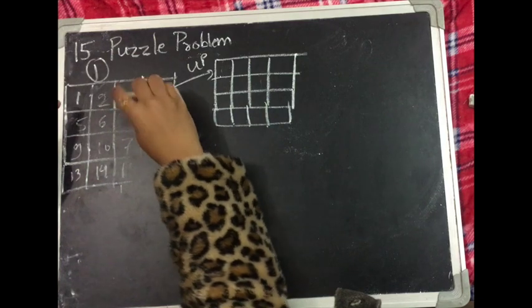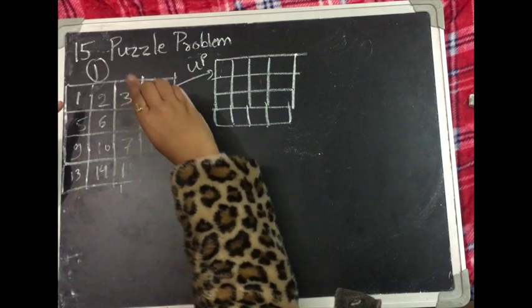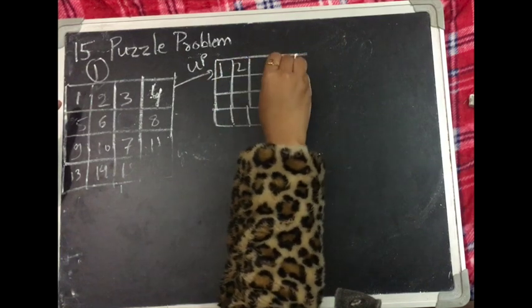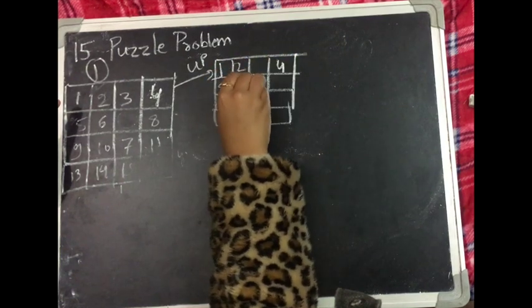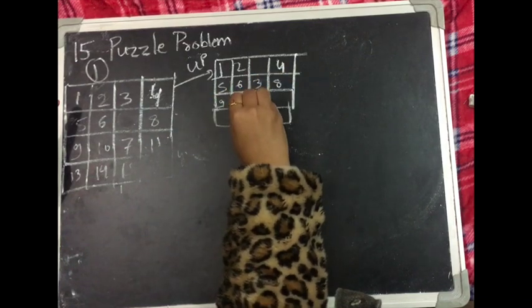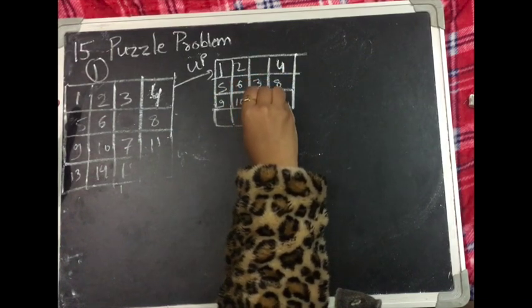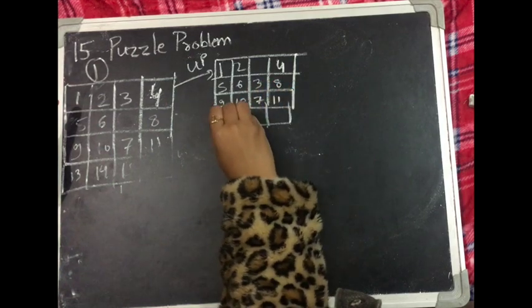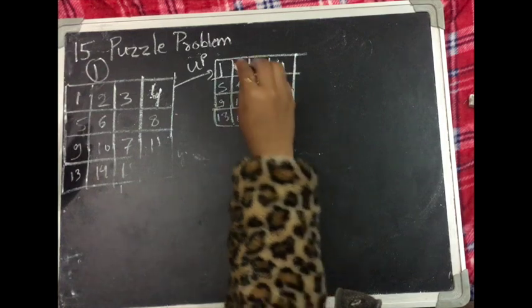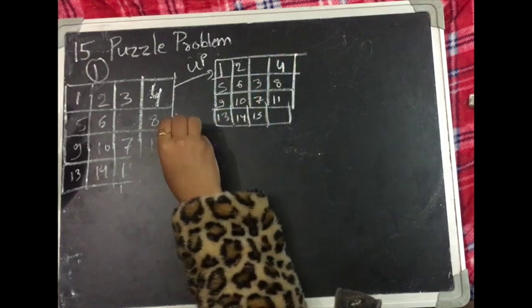This gap has to move upwards. That is, these 2 cells get interchanged. So the only change is 4, 5, 6, 3, 8, 9, 10, 7, 11, 13, 14 and 15. Okay, and so this is with the move up.